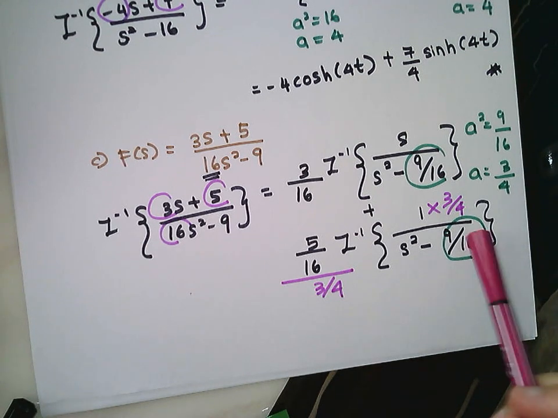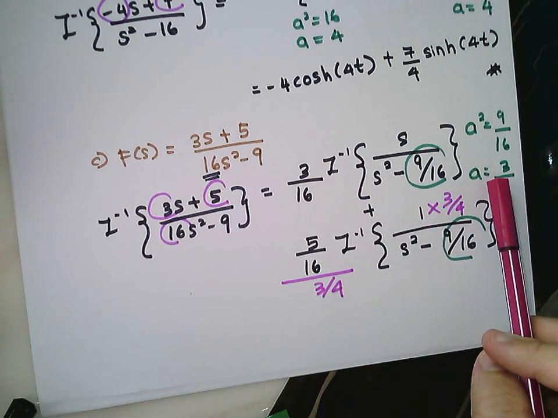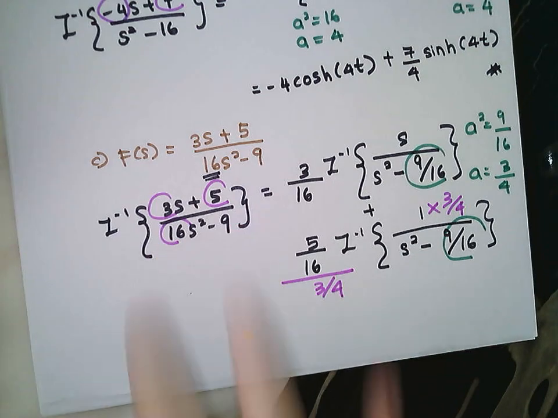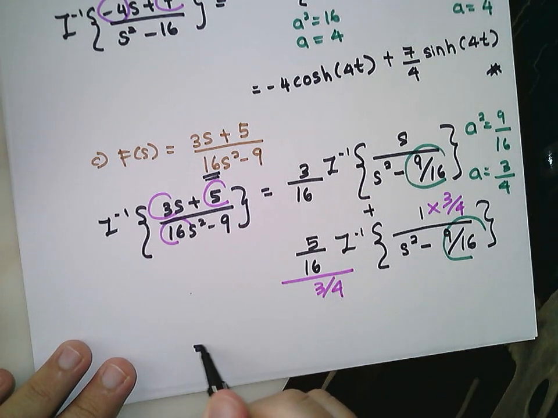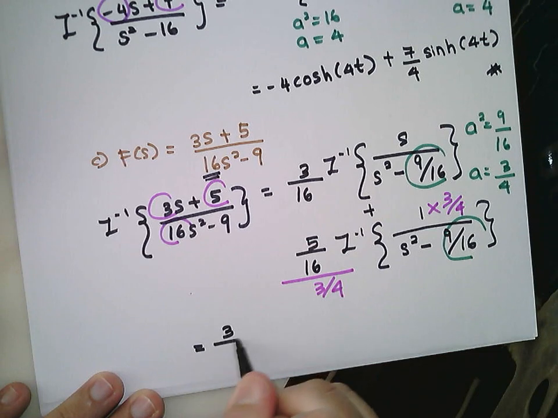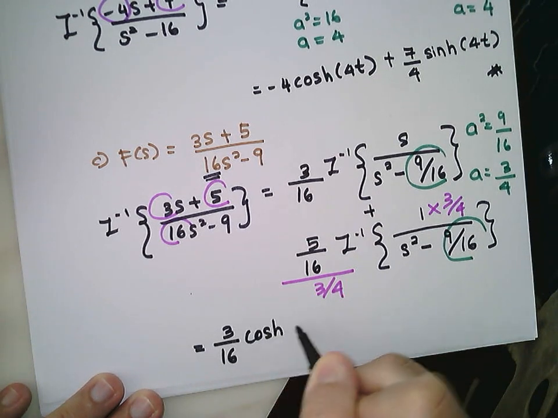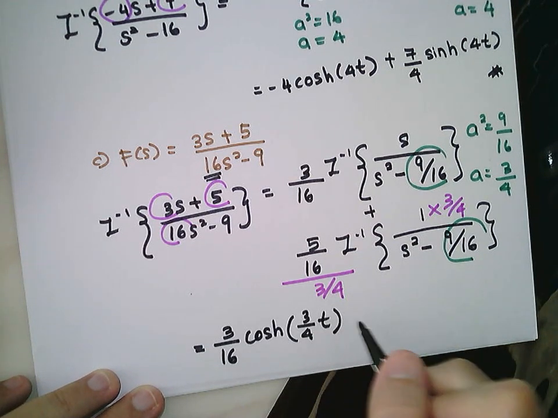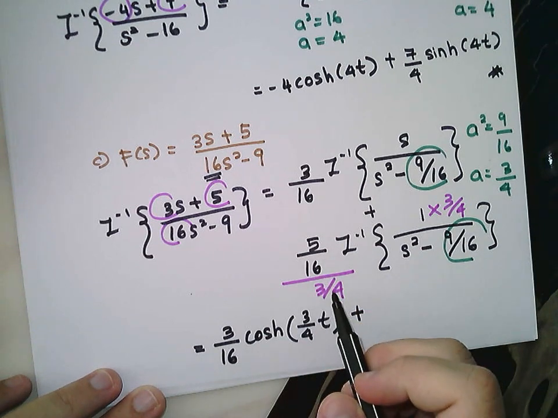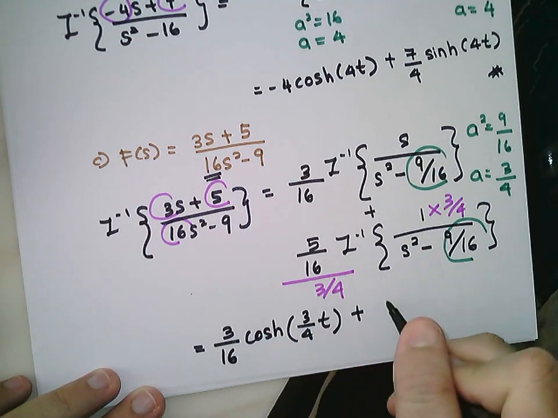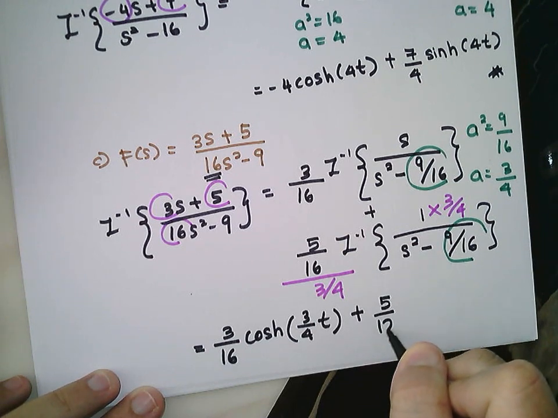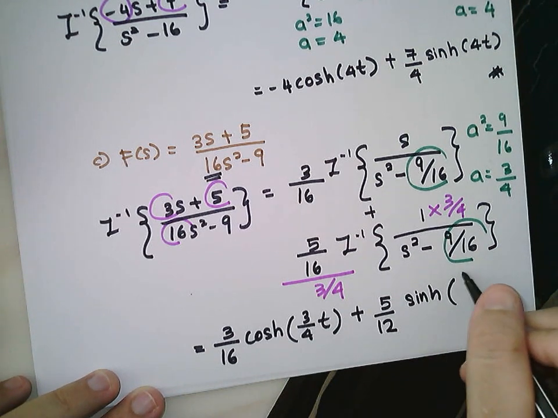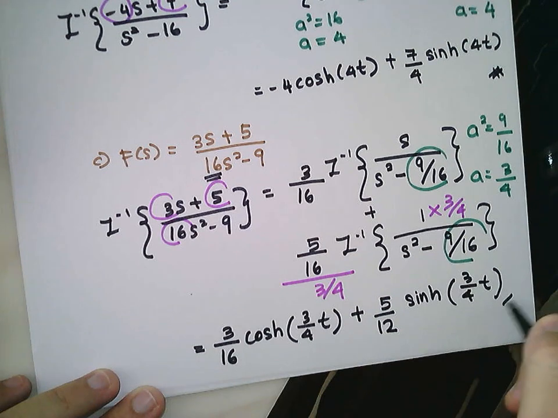Why do I need to multiply by 3 over 4? Because your a is equal to 3 over 4. So the inverse of this function is equal to 3 over 16 cosh 3 over 4 t. So this is for the first function. Plus 5 over 16 divided by 3 over 4. You can just press your calculator, you will have 5 over 12 sinh 3 over 4 t. That's it.